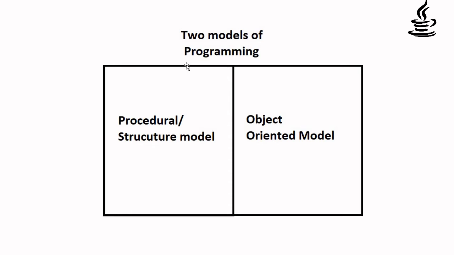This type of programming, or this type of model or approach, is known as the procedural or structure model, in which the procedure or the structure of the code is the center of our programming. Now another type of model of programming is the object oriented model. In the object oriented model, we take a real life object as the center of our programming structure.